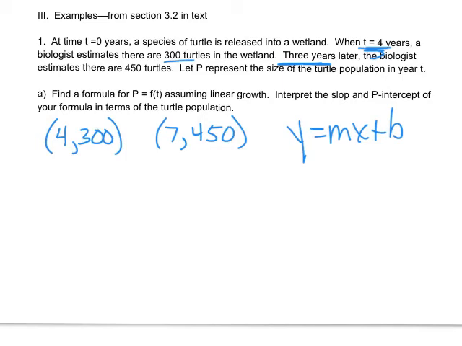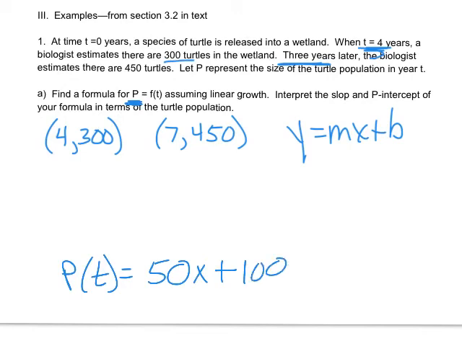So when you get done, I'm not going to show the work because I think you know how to do it. Your formula, your linear model, which is p, because that's what we're labeled, as a function of time, is going to be 50x plus 100. So think about what that means. What do you think the 50 means, and what do you think the 100 represents? And we'll talk about that in class.